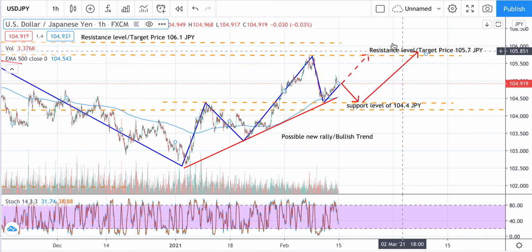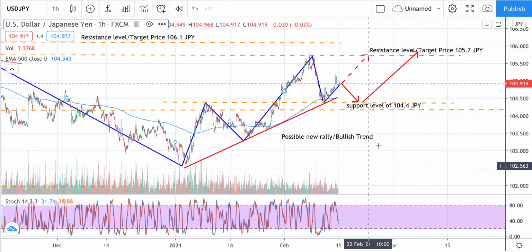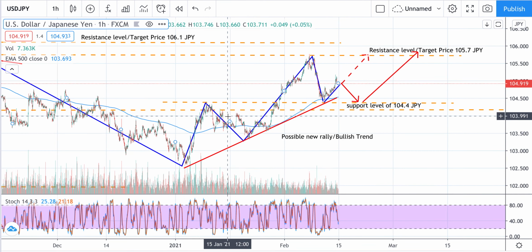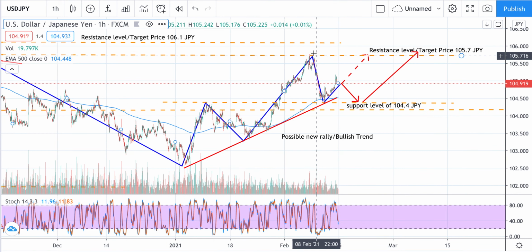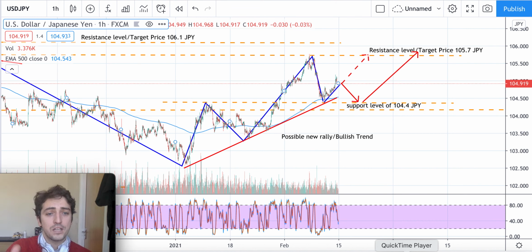But overall, the idea is to go long, because we are in a new bullish trend. It seems that the trend has already been reversed, because we have got a new peak higher than the previous one, as well as new bottoms higher than the previous one. So the idea will be to go long following the new trend.